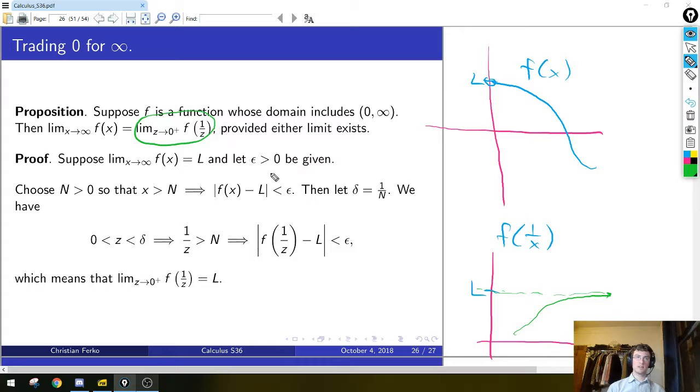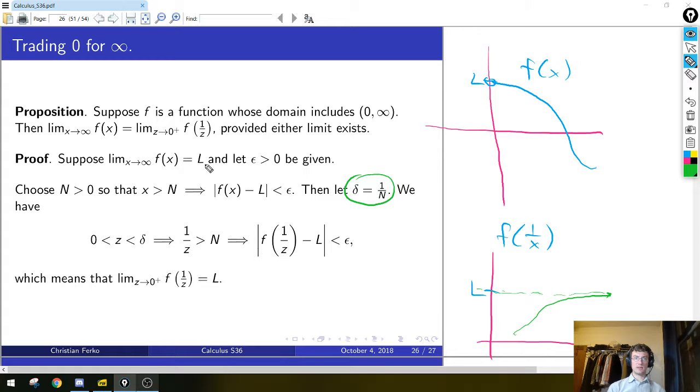So how do I do that proof? Well, as always, let epsilon greater than 0 be given. I need to show that I can make f within distance epsilon of L by approaching z from above. Notice we're doing a one-sided limit. So I need to pick my delta. How do I pick a delta? I'm going to pick delta to be 1 over n, where n is chosen using this limit at infinity. So again, in this part of the proof, we're assuming the limit at infinity exists.